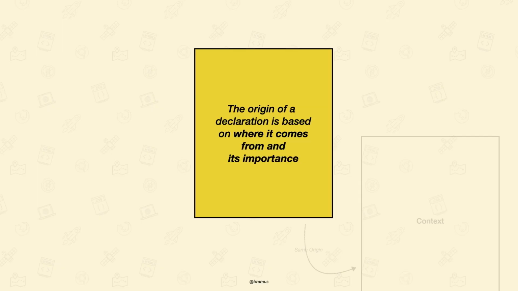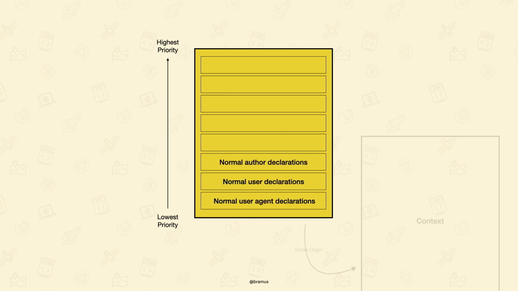Origin and importance. The spec says the origin of a declaration is based on where it comes from and its importance. If we look at the browser, we have 8 different origins. And we can rank these, namely from a lower priority at the bottom and then the highest priority at the top. Rules that are in a higher priority will win from rules that are declared somewhere in an origin with a lower priority. The first 3 that we have: normal user agent declarations, normal user declarations, and normal author declarations. Those are the base 3.